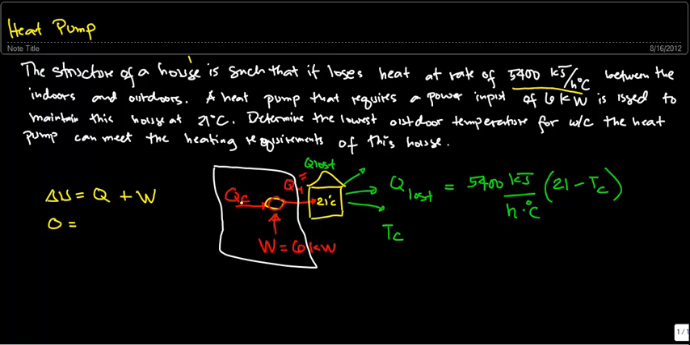So in this case, QC flows into the heat pump. Therefore, that must be positive, right? QC. However, QH leaves the heat pump. That must be negative. So the total heat added to the heat pump now is QC minus QH. How about the work?